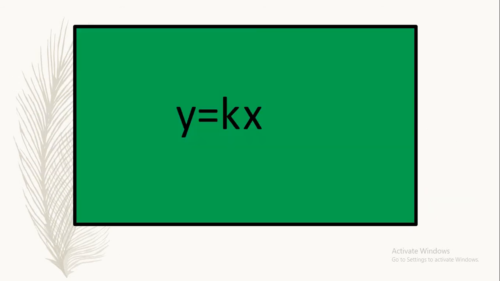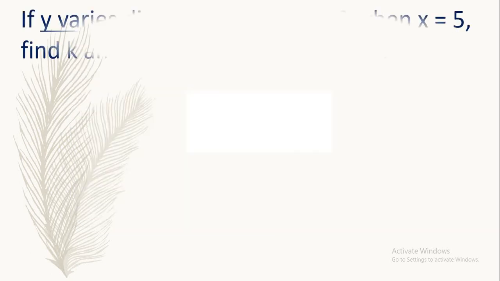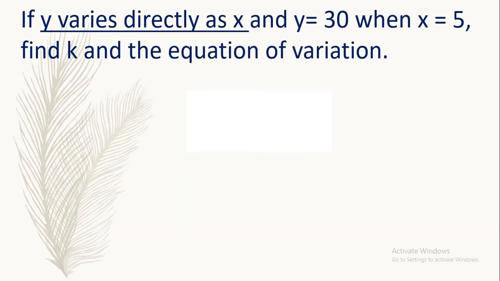So, again, this is the equation for direct variation, which is y is equal to kx. So, our goal for today is to find the value of k, or the constant of variation. Let us now try to solve: if y varies directly as x and y is 30 when x is 5, find k in the equation of variation. So, our goal is makuha yung value ni k and maisulat natin yung equation of variation.